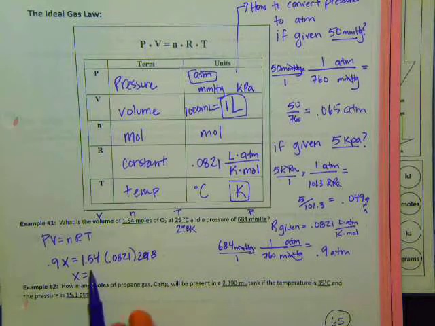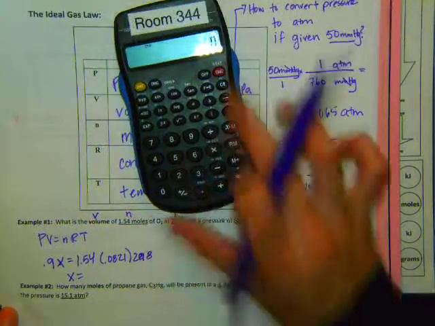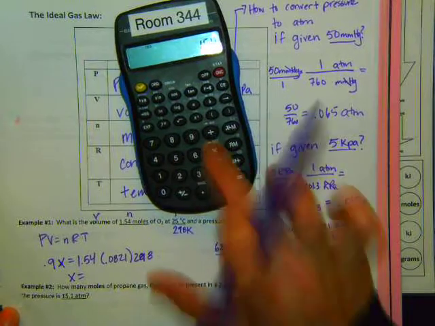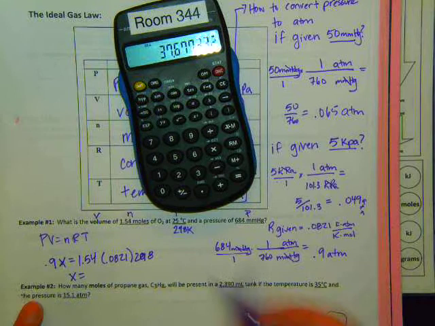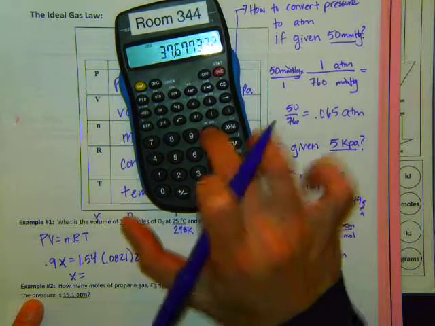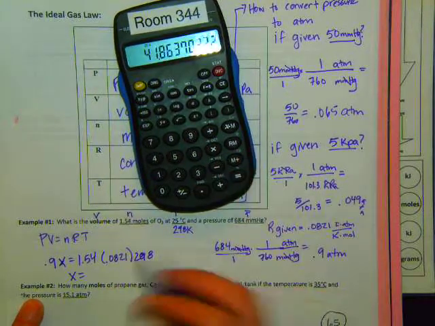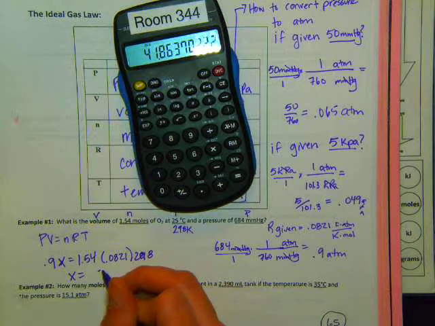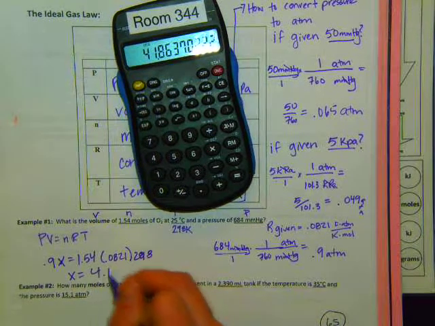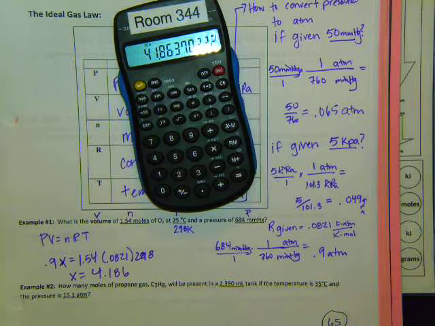So we're going to multiply 1.54. So go ahead and do that. 1.54 times 0.0821 times 298 equals 37. And then divided by 0.9. Are people getting 41.86? 4.1. Okay. Okay, we're good to go.